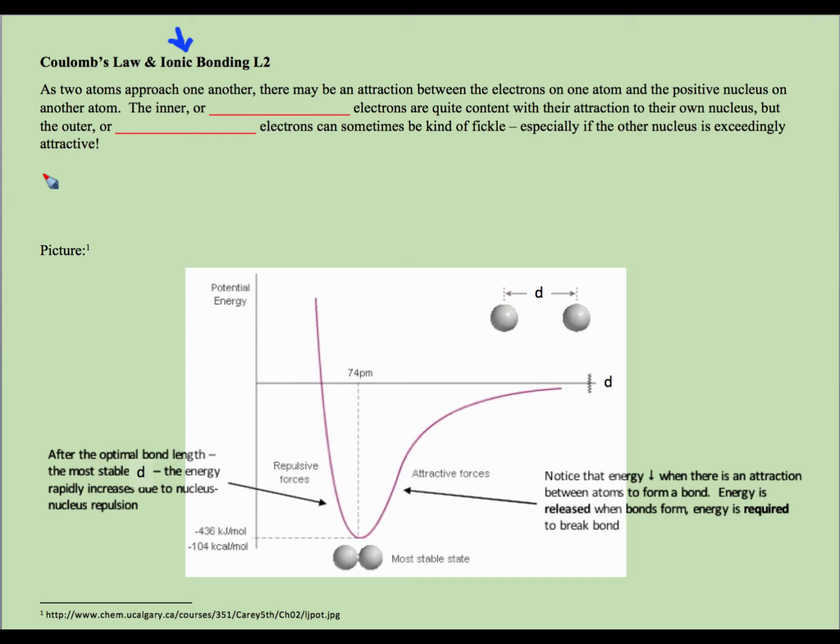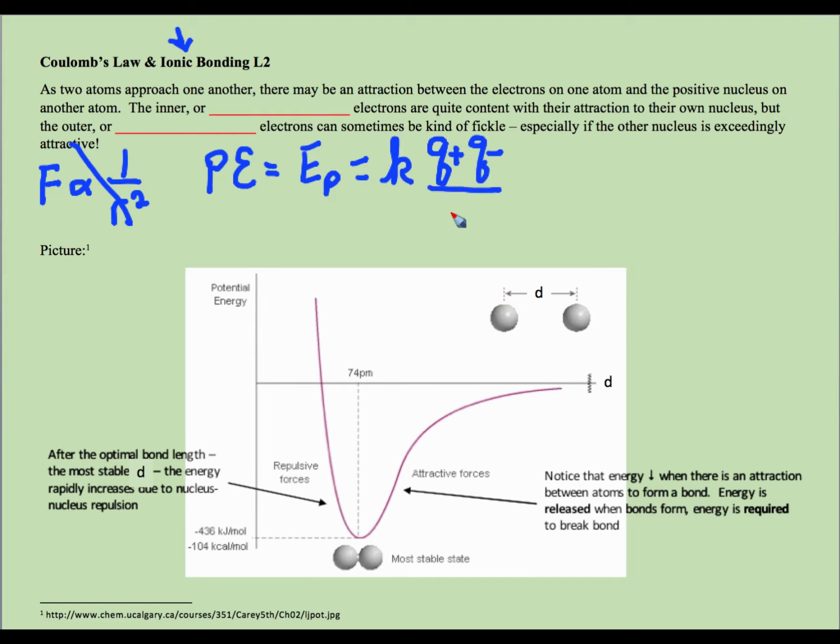Now, I'm not going to be using Coulomb's law as a force, which is proportional to the radius squared. Instead, I like to talk about Coulomb's law as potential energy. Potential energy is given a number of symbols. I'm going to call it EP for potential energy. I think that's hopefully one of the clearest. And that's going to be a constant times the charge of our cation times the charge on our anion divided by the distance between them.